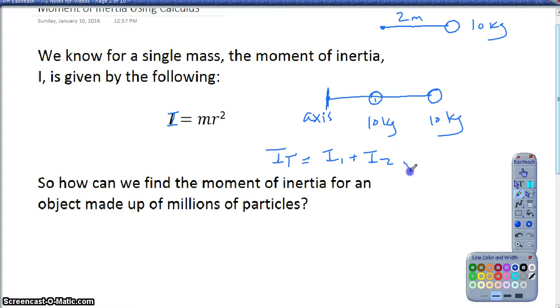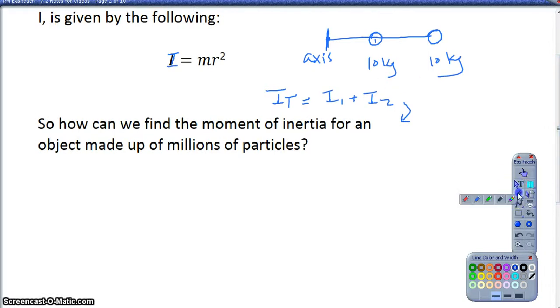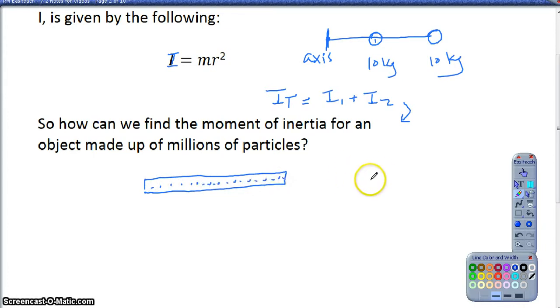So then that obviously leads to the question of, what if there were millions and millions of particles, right? We assumed up above that the string was massless, but what if we have a rod, what if we have a string that isn't massless? How in the world am I going to find all of those little particles? If I have a rod that has some mass, how am I going to find the moment of inertia of those millions and millions of particles and add all of them up? Right? So that's where calculus can come into play to help us out.